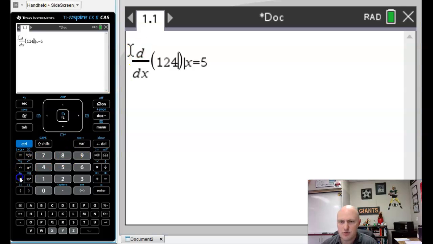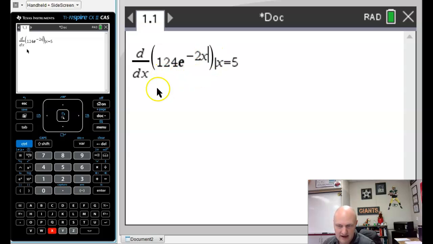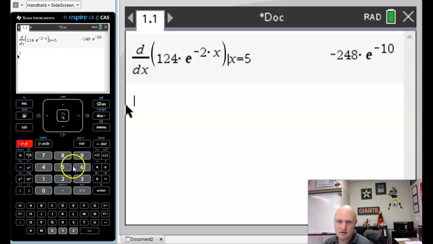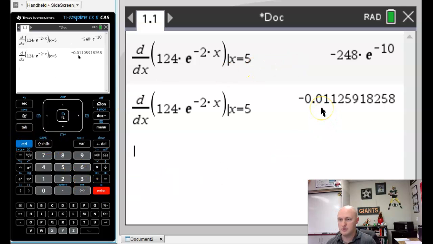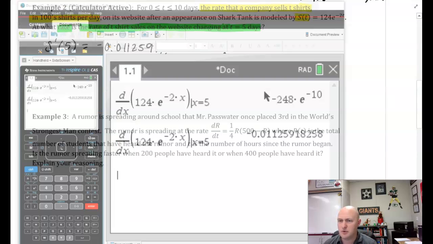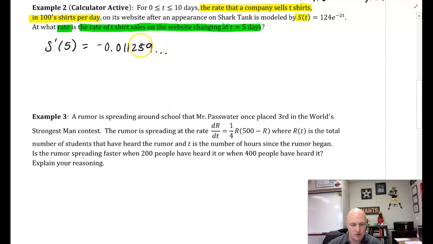124e. Make sure you use the exponential button and do not type e. It will give you a syntax error. To the power of -2, and I didn't use t, I've been using x, so I'm going to make sure I change that variable, and I'm going to have to approximate. There we go. So there is our value, about -0.011259 approximately. Okay, and we want to go ahead and answer this question in context.